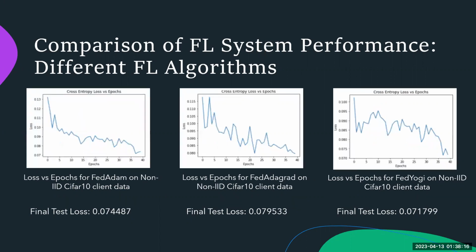This slide shows the graphs and final test losses for the class of federated optimization algorithms, which includes FedAdam, FedAdagrad, and FedYogi. And all three outperform vanilla federated averaging, and FedYogi seems to give the best performance in this particular experiment. Thus, this experiment shows that the other algorithms outperform basic federated averaging on non-IID client data distributions, and thus are a good choice for our FL systems.